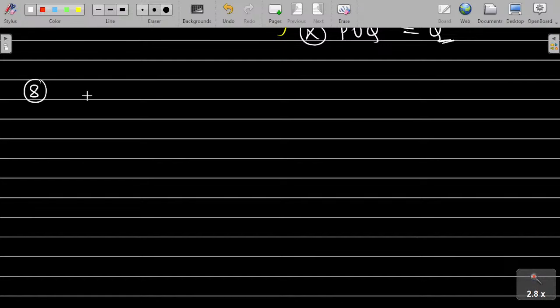It's asking us to evaluate 8 to the power of 1 over 3 multiplied by 8 to the power of 2 over 3, all over 10 to the power of 2 over 3.